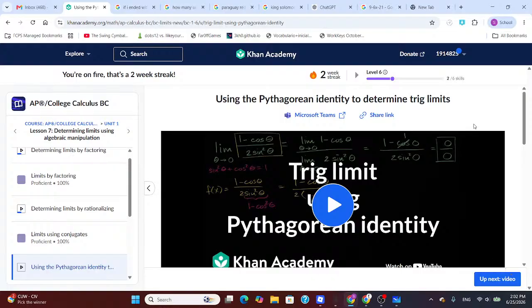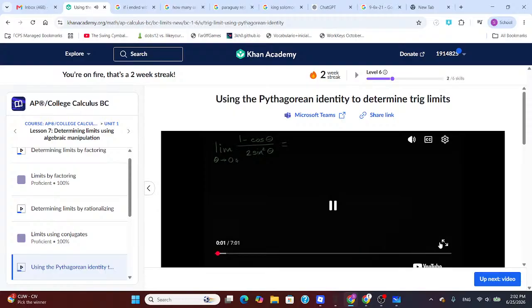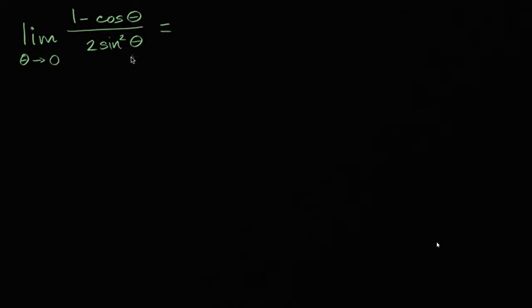Ooh, this is hard. This one's a bit tricky. Let's watch a video. Let's see if we can find the limit as theta approaches 0 of 1 minus cosine theta over 2 sine squared theta. And like always, pause the video and see if you can work through this.